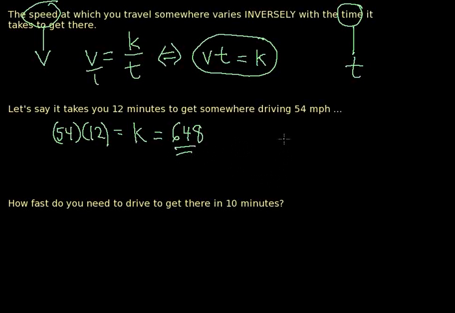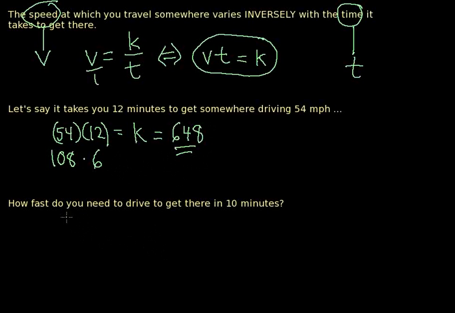And let's just mentally test this to see if it makes sense. Let's say you go twice as fast, right? Twice as fast of 54 is 108. Doesn't it make sense that if you go twice as fast, you're going to get there in half the time? And you can check this. If you multiply 6 times 108, you're going to get 648. So the constant of this inverse variation is 648. Okay, so we know that k is equal to 648.